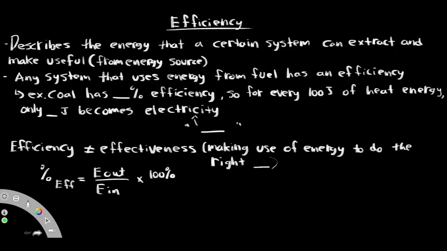Efficiency. It describes the energy that a certain system can extract and make useful from an energy source. Any system that uses this energy source, from fuel for example, has an efficiency. All of them. So for example, let's say one of them, like coal, has a 32% efficiency. That means for every 100 joules of heat energy, only 32 joules of it actually becomes electricity.